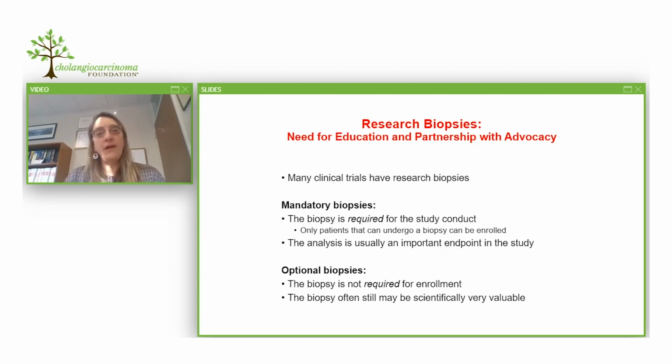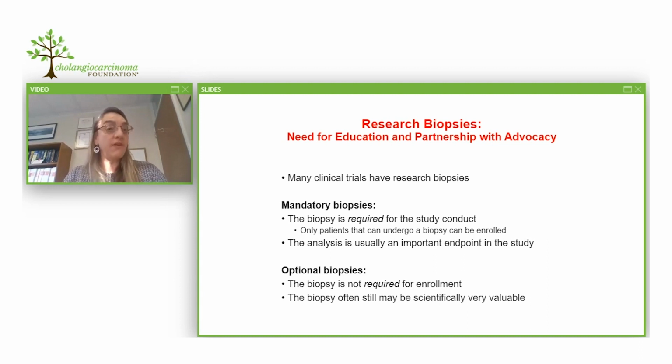I want to point out that for these kind of strategies, a key component is research biopsies. And in a place like Cholangiocarcinoma Foundation, I have to really ask for some partnership with our advocacy groups in this space. Many clinical trials have research biopsies built in, and it's a little elusive, so let me just clarify that in some trials, the biopsies are mandatory. They're required to conduct the study, and only patients that enroll and agree to get a biopsy can be enrolled in the trial. The biopsy is going to be a very important endpoint in the study.